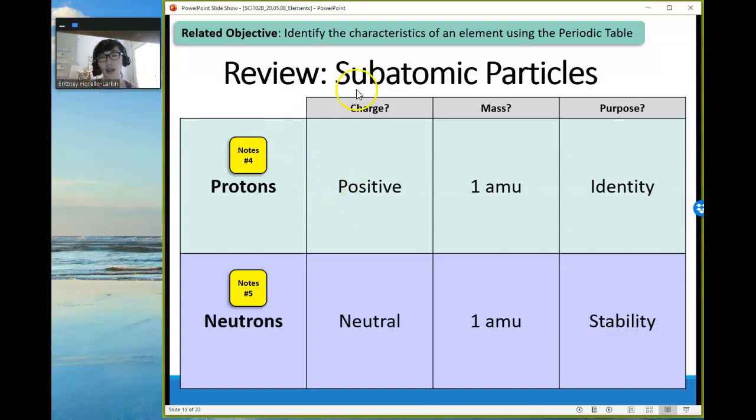So number 4, go ahead and make sure you select all 3 of these. It is multiple select, and if you miss any of them, it will mark you as 0 for the entire question. So make sure you carefully read and carefully check off these 3. Positive, 1 AMU, identity for number 4, and then do the same thing for number 5. Pause the video and then continue playing when you're ready.